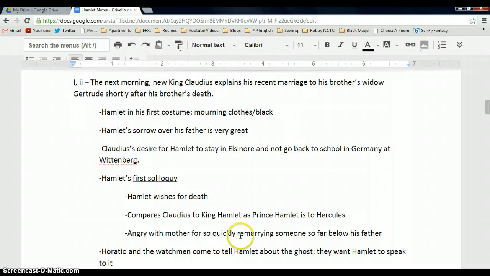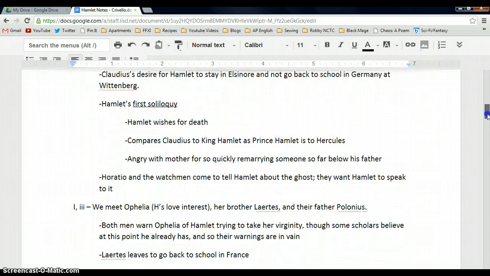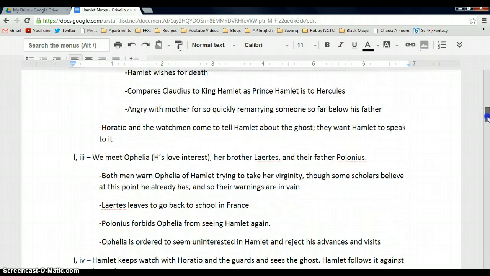At this point, Horatio and the watchmen come in to tell Hamlet about the ghost, and they want Hamlet to speak to it because it's Hamlet's father, they think, and since the ghost won't speak to them, maybe it'll speak to Hamlet.